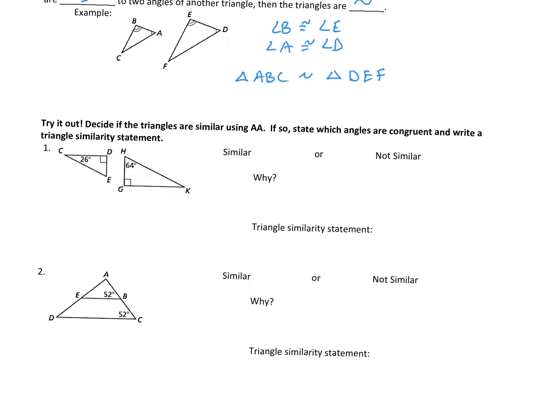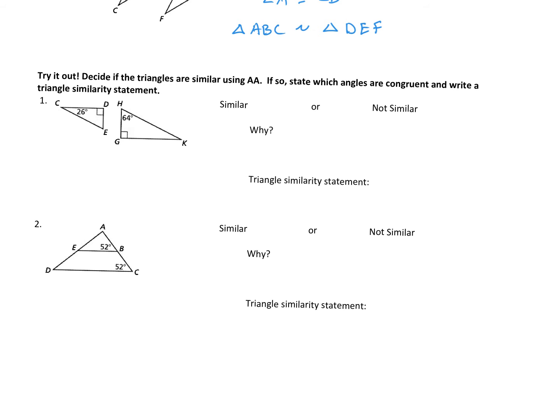Okay, so let's try this out. Determine if a triangle is similar using the angle-angle theorem. If so, state which angles are congruent and write a triangle similarity statement. So here, I have one that is 64. I can use 180 minus 64 minus this 90 degrees to find our missing angle. And we found that to be 26. 180 minus 90 minus 64, this is 26.